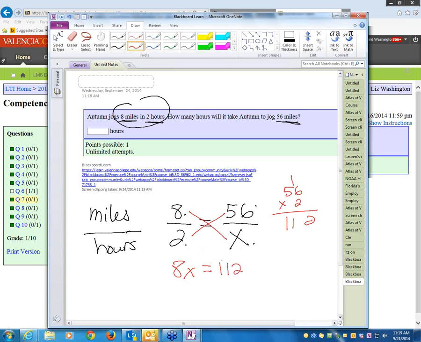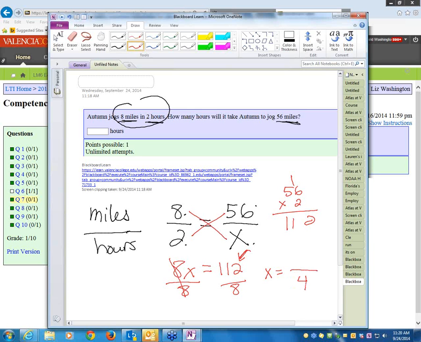And now it looks like a normal equation that you guys have already been doing. To get the variable by itself, I'm going to divide by the coefficient again. So I get x equals this fraction here. But again, I need to simplify. If you're not sure, start with the smallest thing you can think of. 8 and 112 are both even.